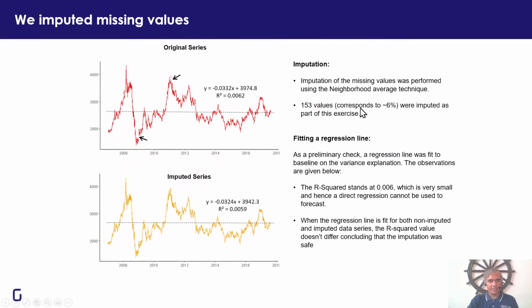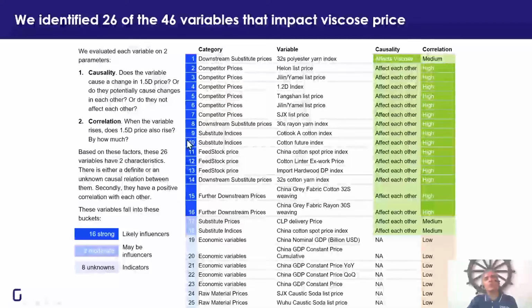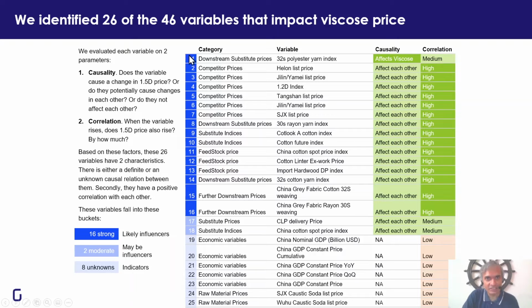What we'd done was we'd taken the original data and then we had some missing values in the data. So on some days the data is not available either because it wasn't traded or because the data was not collected. So we made sure that we filled in all of those imputed values and there were no missing values. We then looked at what are the variables that can actually impact the price of viscose. So for example, does the downstream substitute price, specifically of polyester yarn index, make a difference? Do competitors' prices make a difference? Do substitute prices make a difference, or the indices? Do economic variables make a difference, and so on?